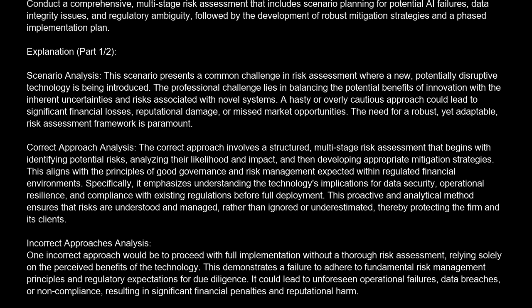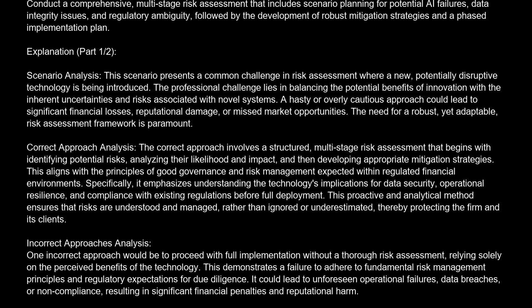Correct approach analysis. The correct approach involves a structured, multi-stage risk assessment that begins with identifying potential risks, analyzing their likelihood and impact, and then developing appropriate mitigation strategies. This aligns with the principles of good governance and risk management expected within regulated financial environments. Specifically, it emphasizes understanding the technology's implications for data security, operational resilience, and compliance with existing regulations before full deployment. This proactive and analytical method ensures that risks are understood and managed, rather than ignored or underestimated, thereby protecting the firm and its clients.